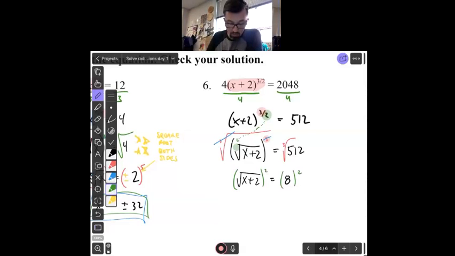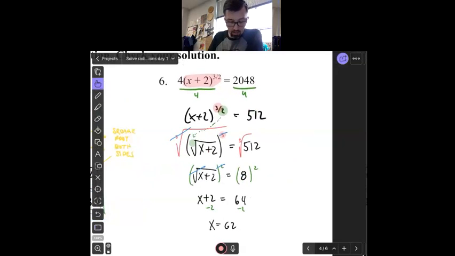So again, the purpose of that is to cancel the square root, so that's gone. We're down to x plus 2. And then 8 times 8 is 64. And we're pretty much done here. Just need to get rid of the 2. And so x must be 62.